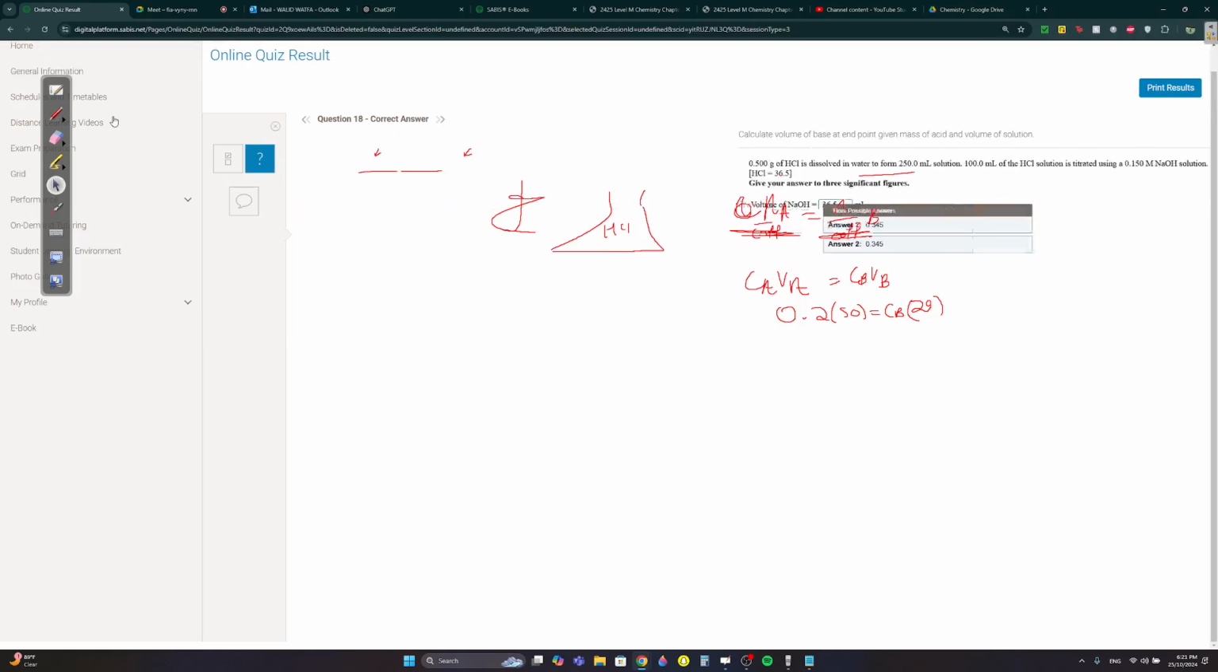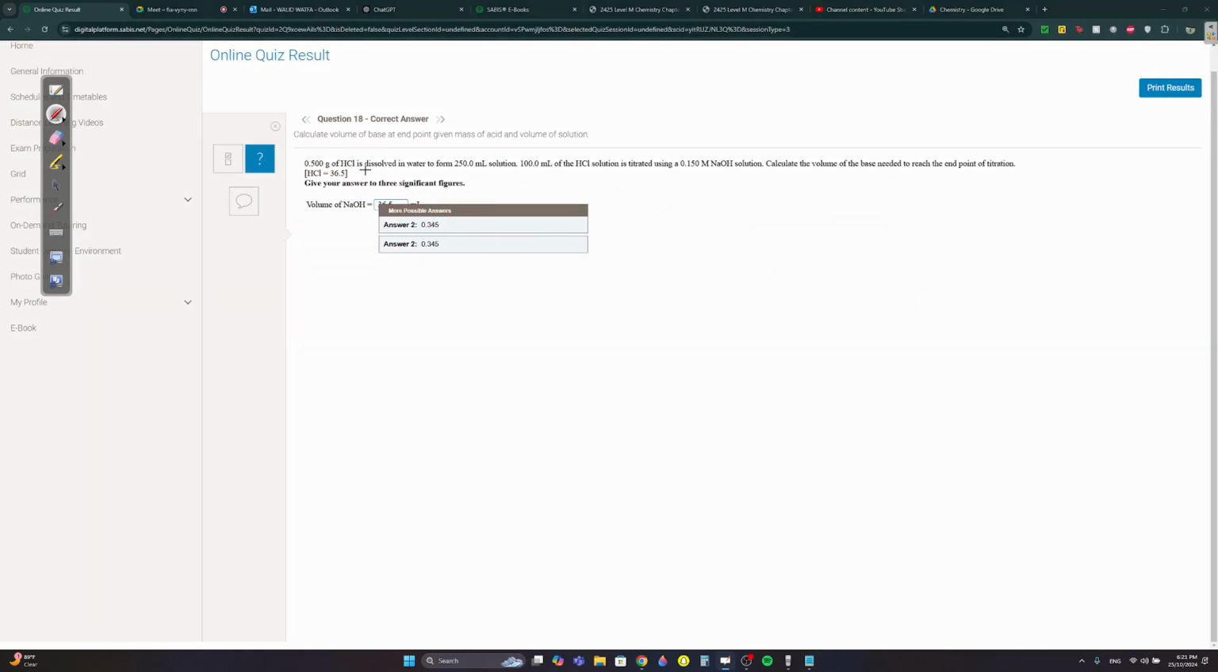Question 18. 0.5 grams of HCl is dissolved in water to form a 250 milliliter solution. 100 milliliters of HCl solution is titrated using 0.015 molar NaOH solution. Calculate the volume of the base needed to reach the endpoint. Okay, so always when doing this, we said n over coefficient acid, n over coefficient base. HCl, NaOH, there's no coefficient because they both have 1 to 1. So n of the acid, Ca Va is equal to Cb Vb.